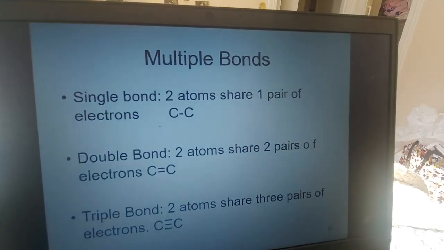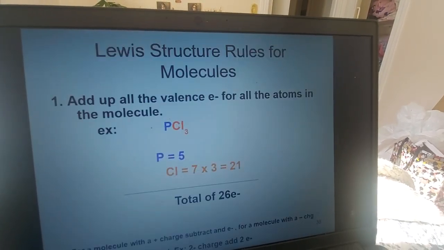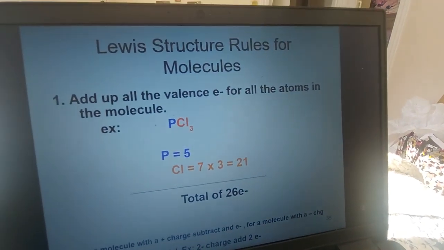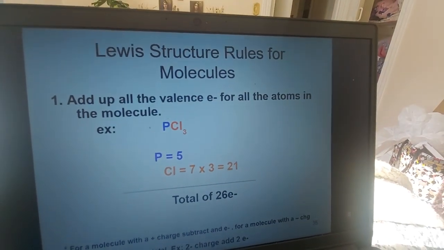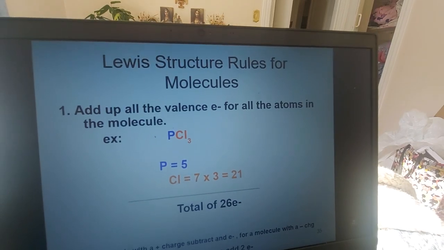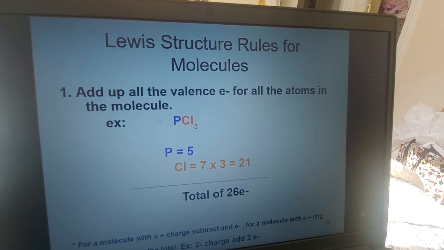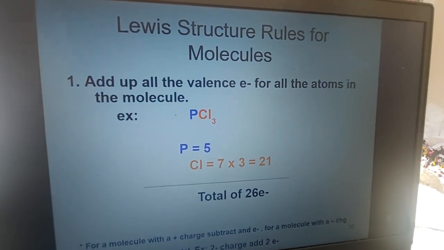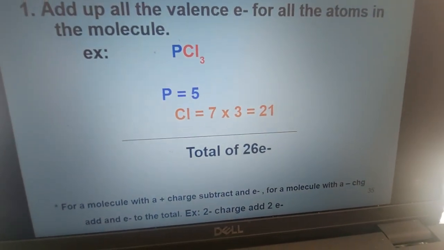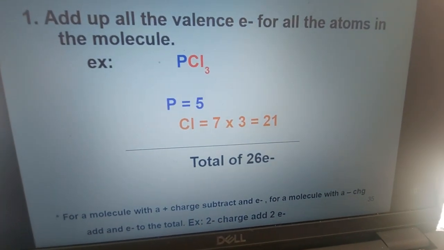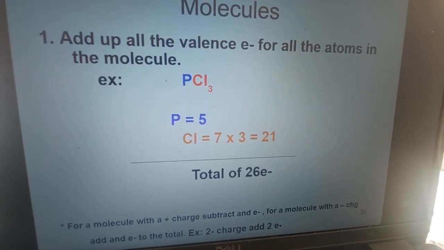All right, so we're going to get into these steps here. We're going to do a little bit of practice today, and then we'll go over it together, along with the sheet we were working on the other day that had electronegativity on it, tomorrow in class. The first step is to add up all of the valence electrons for the atoms in the molecule. So we have PCl3. P is phosphorus, and Cl is chlorine.